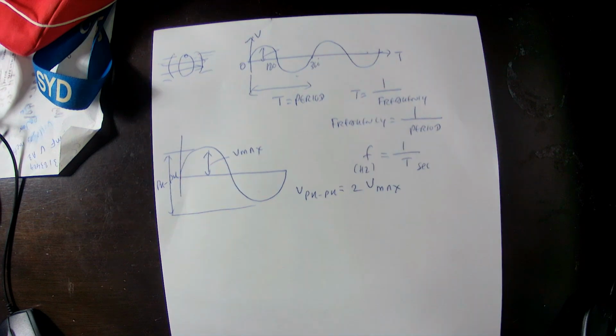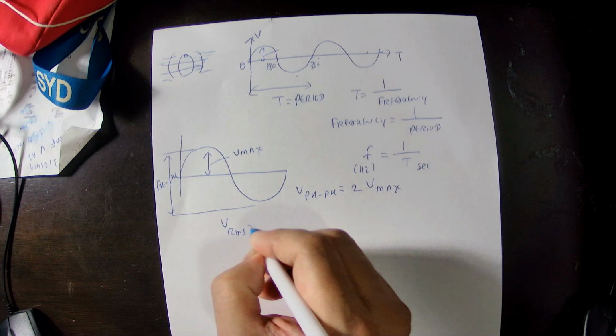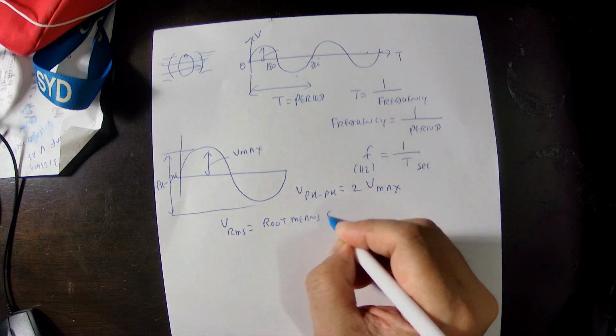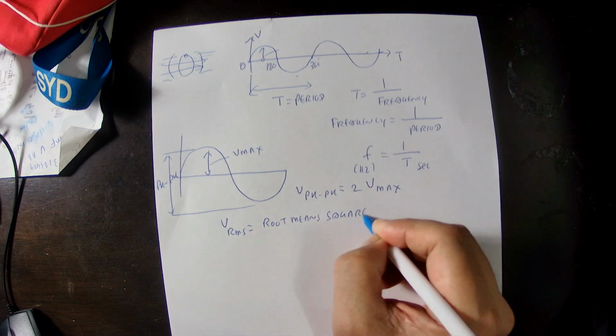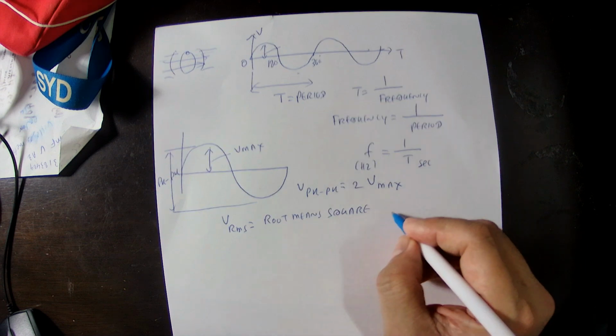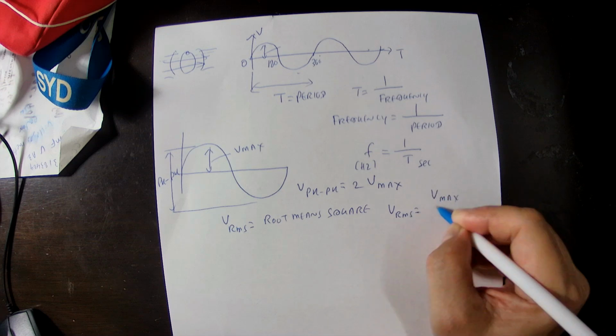We also calculate the RMS, VRMS. VRMS is root mean square. In our home, you get a 230 volt supply. In this case, this is a root mean square value. The root mean square value VRMS can be calculated as V maximum divided by root 2.